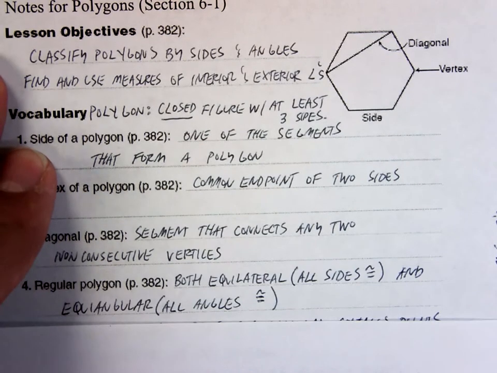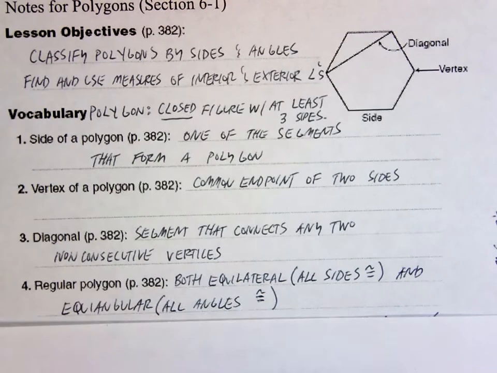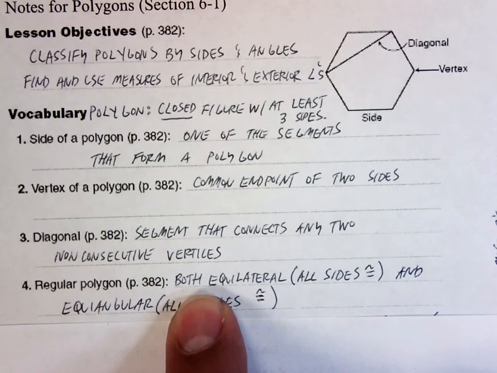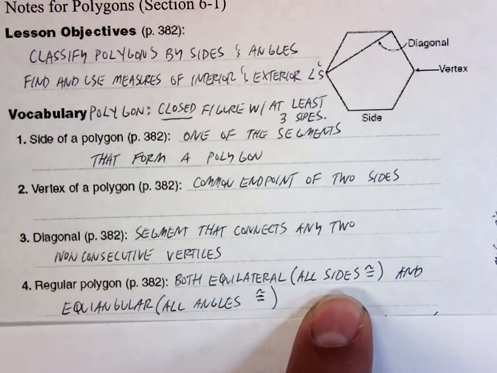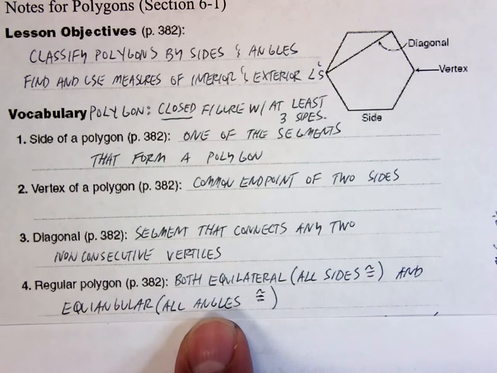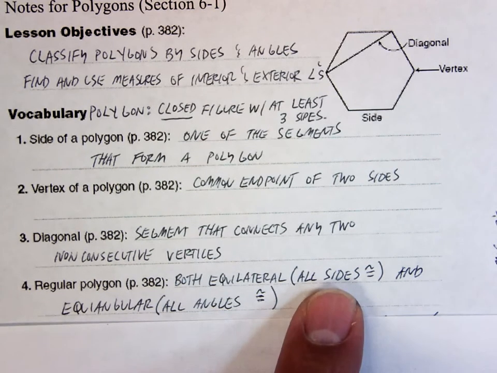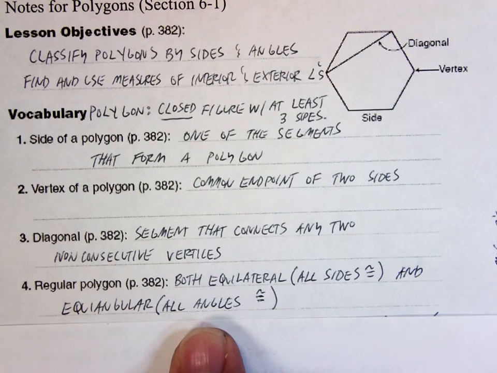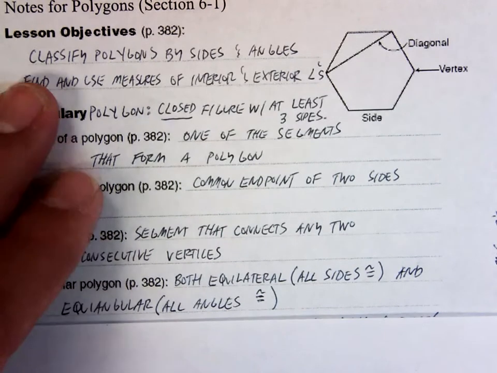A regular polygon, it is equilateral, which means all the sides are congruent, and it is equiangular, which means all the angles are congruent. So if I tell you I have a regular polygon, I'm telling you that all the sides are congruent and all the angles are congruent. If you need to pause, pause.